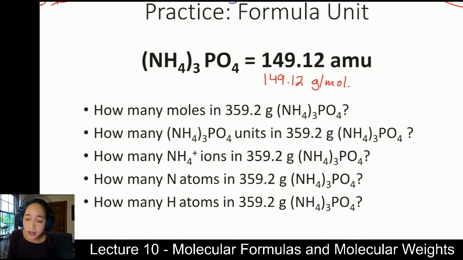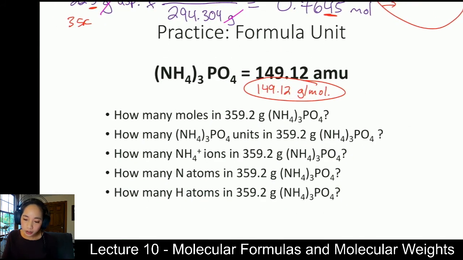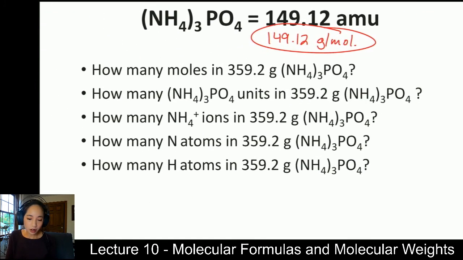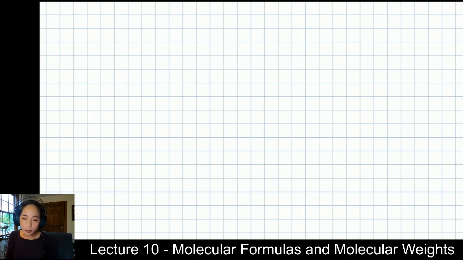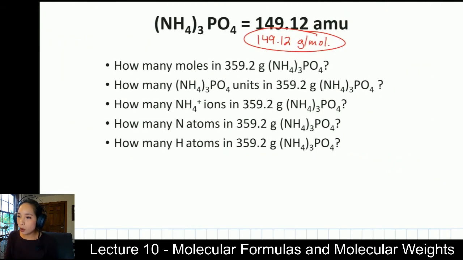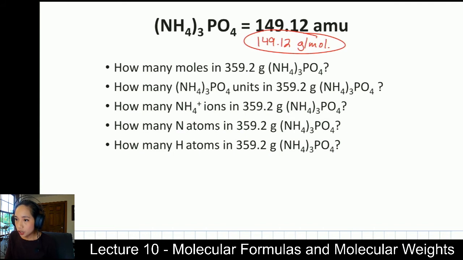Depending on what we want to do, I usually like to work in molar mass. This question is a multi-parter. The first question is asking how many moles of this ionic compound we have in a 359.2 gram sample. So we want to go from grams, because it gives us grams, to moles.